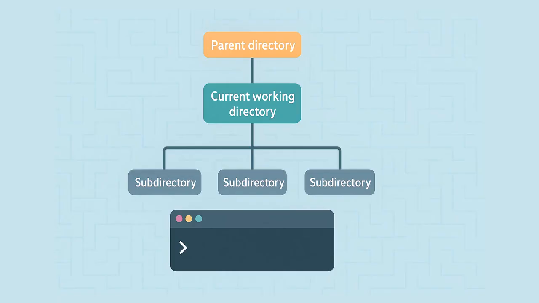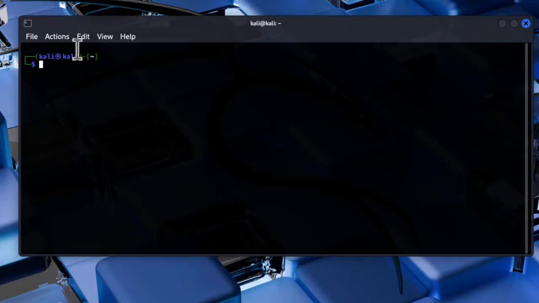At any moment, we're inside a specific directory, known as the current working directory, and can see the files inside it, the path to the directory above, the parent directory, and any subsequent directories below. To find out our current location in the file system, we can use the pwd, print working directory, command.